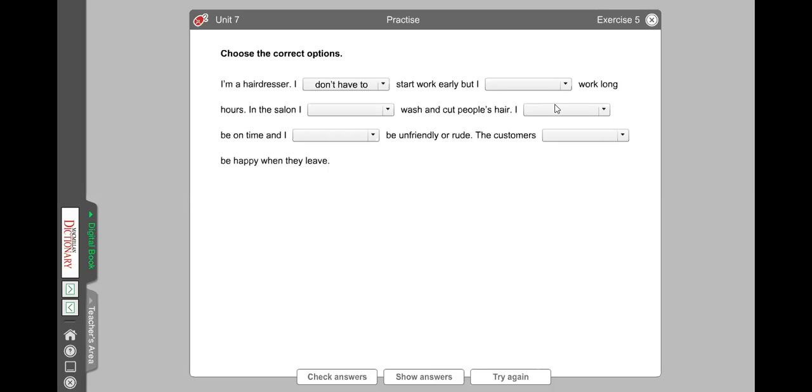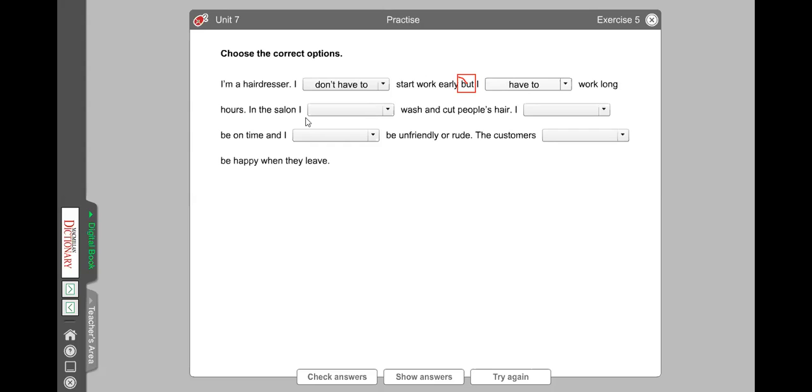But I have to work long hours. Now, as I said before, here we're going to pay close attention to this right here. Oh, my mistake. Right here, but. That's what we're going to take a look at. But it's a contrast. So when we say that first something is negative and we have a contrast, then we would need something positive. I have to work long hours.